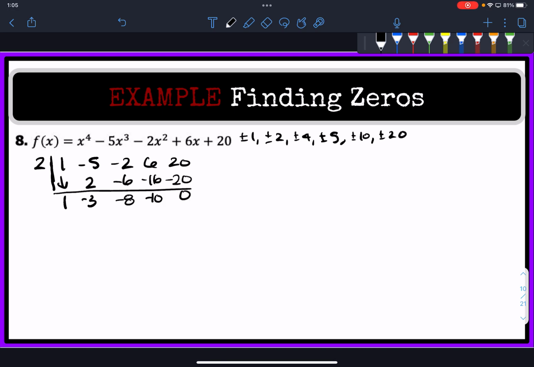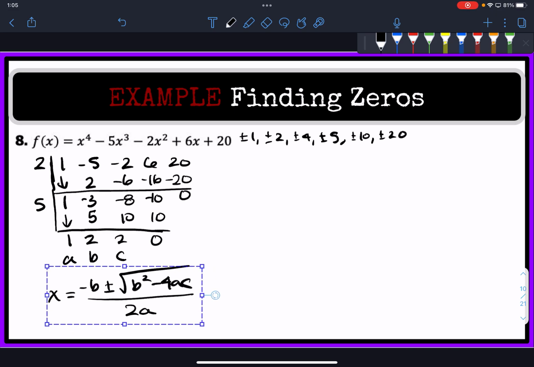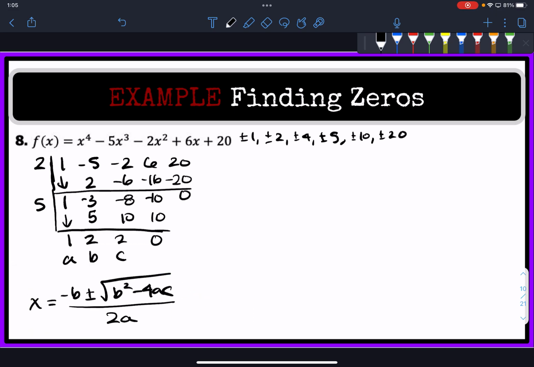So we found one of them. We're going to have to do this again because this factor is a degree 3. So we're going to do it one more time. And from our list, let's pick 5. So this is positive 2, 10, another positive 2, 10 again, and 0. So now, having done this a second time, we have our quadratic factor, which again, we can simply jump into our quadratic formula and have A, B, and C be 1, 2, and 2 respectively.